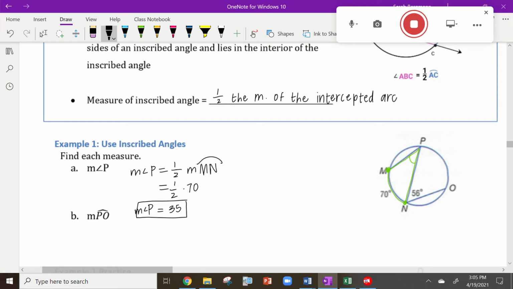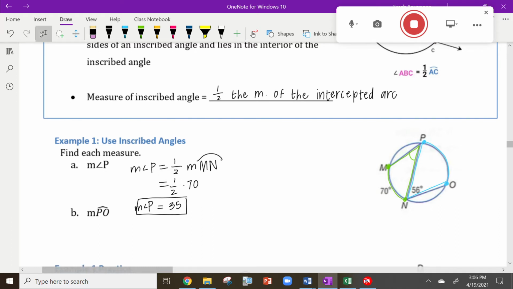Now I can also do this to find an arc. Let's say I'm looking for the measure of arc PO. I'm going to look for an inscribed angle or a central angle that cuts off this arc. I see this inscribed angle, angle PNO, cuts off, it intercepts arc PO. So what that means is that the measure of angle N is equal to half the measure of arc PO.